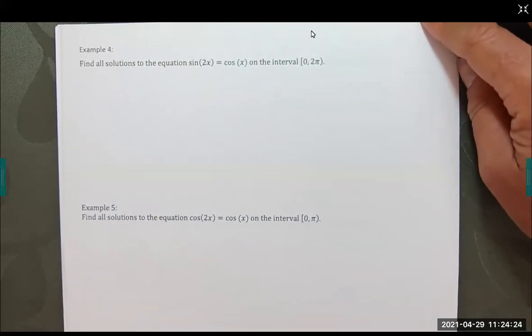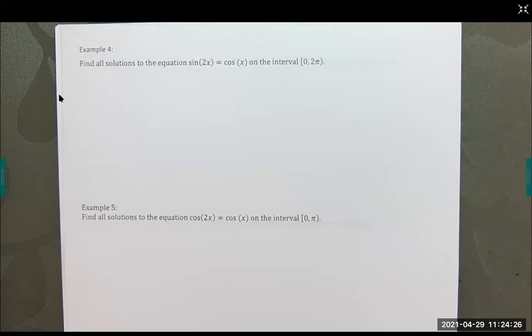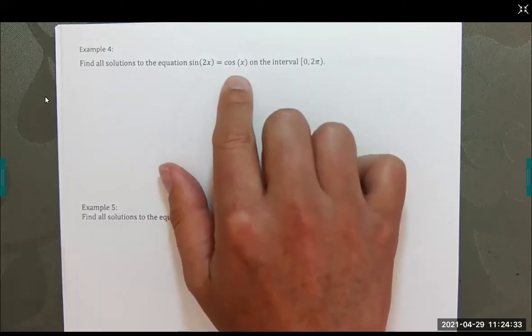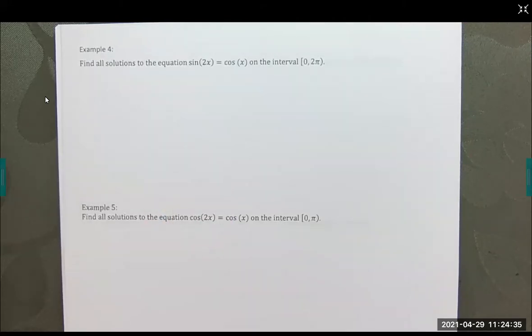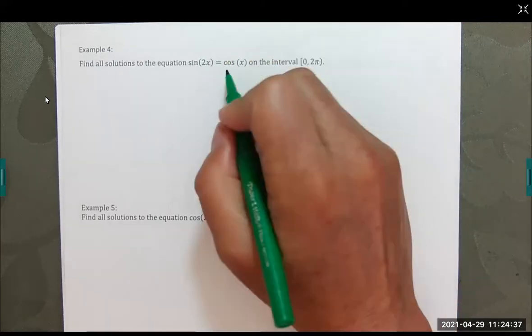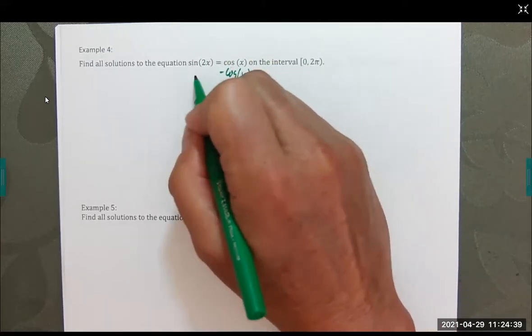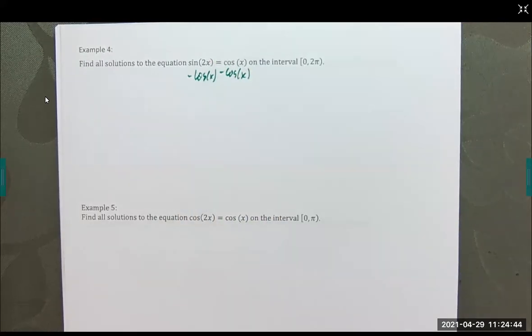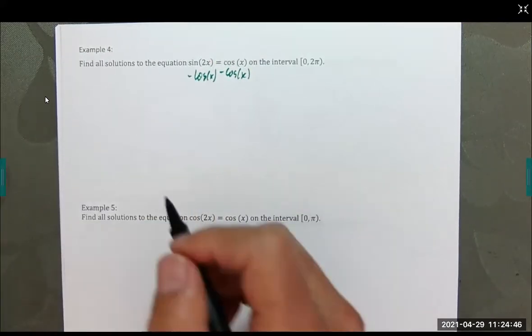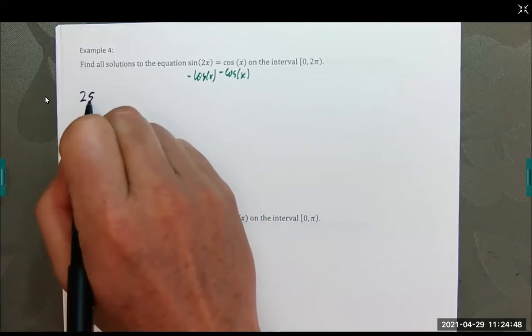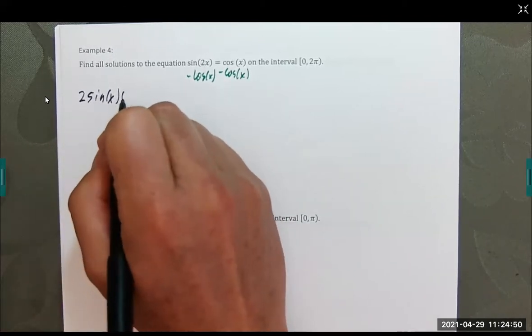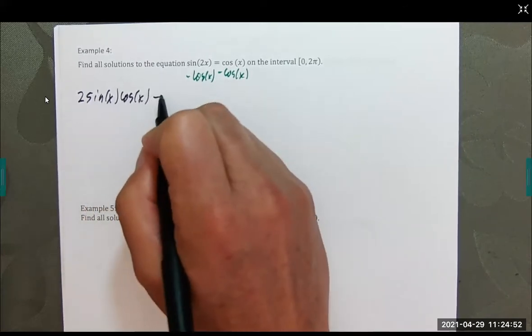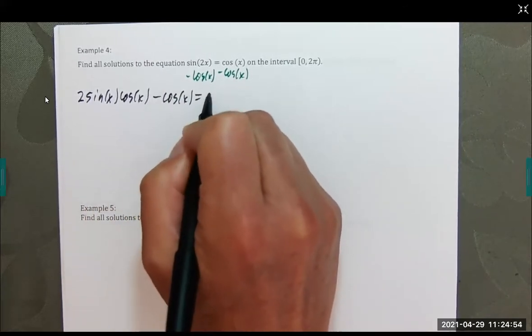So now we're solving equations that involve a double angle. And I'm going to do two things for this equation. I have sine of 2x equals cosine of x. I'm actually going to get this equal to 0 by subtracting the cosine x to both sides. And I'm going to use a double angle formula for the sine of 2x. So that's going to become 2 sine x cosine x minus cosine x equals 0.